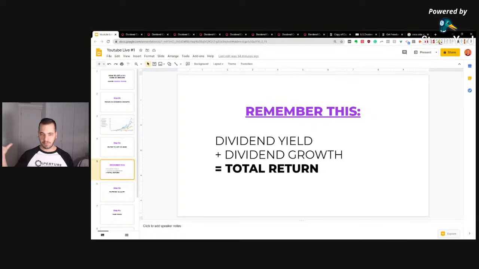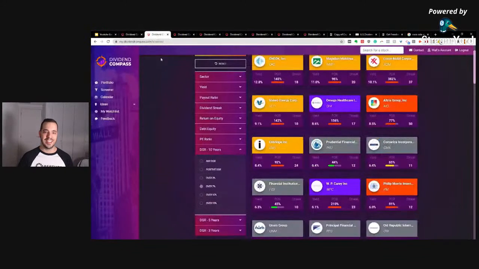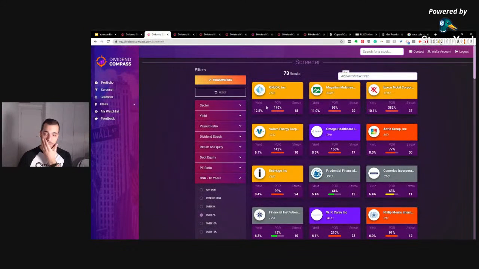So basically, this translates to your total return being however much the stock price grows over a long period of time, and you add to that the dividend yield. If you can get that to 10%, you're doing pretty well, guys. So basically, all 73 of these companies satisfy that metric.